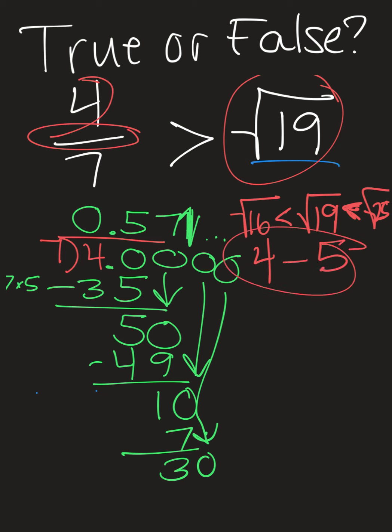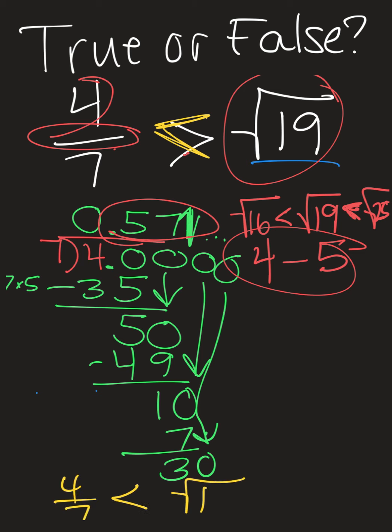Now, is 4 or 5 larger than 0.571? Yes, it is. So, is this statement true? No, it is not. We would need to flip this the other way. 4 sevenths is less than the square root of 19, because the square root of 19 is between 4 and 5, and 4 over 7 is less than 1.